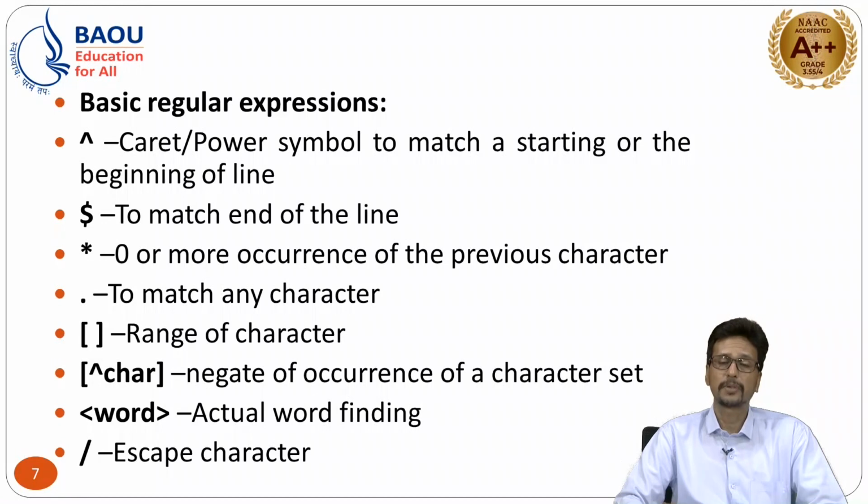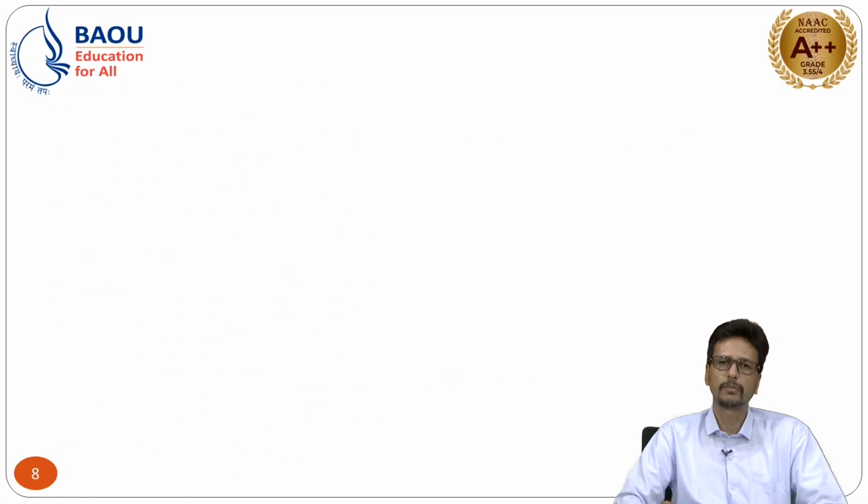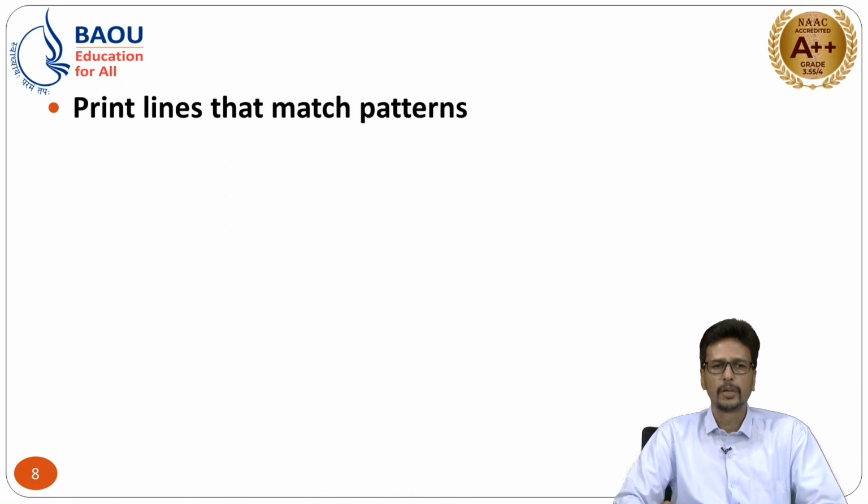Then after that, the escape character. As we have discussed, there are multiple escape character sequences, for new line or for blank or any other thing that you are using, with the backslash. So for all the character sequences, if you want to search, you need this symbol. So this list of symbols you can use as regular expression symbols in a particular pattern to search something from a file. Now, print lines that match patterns.